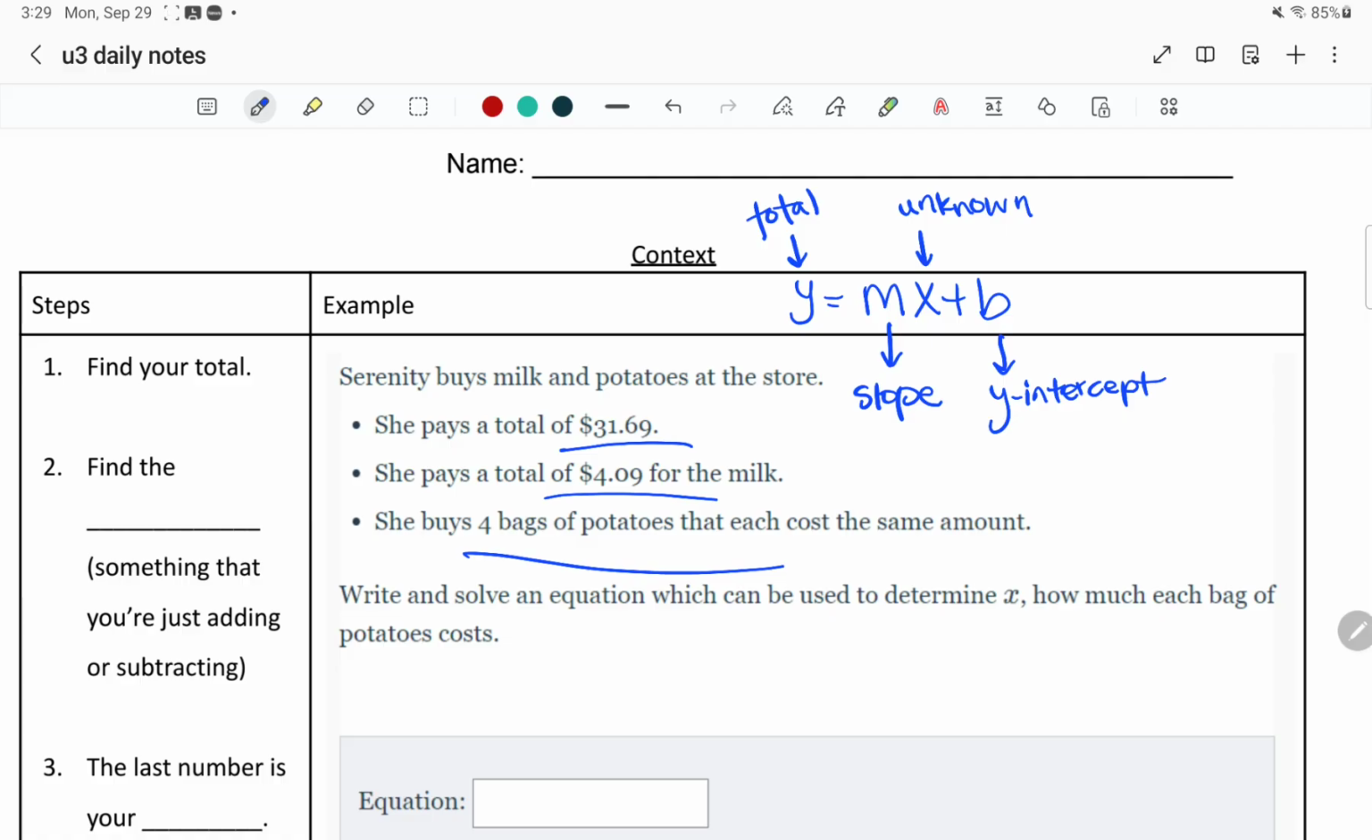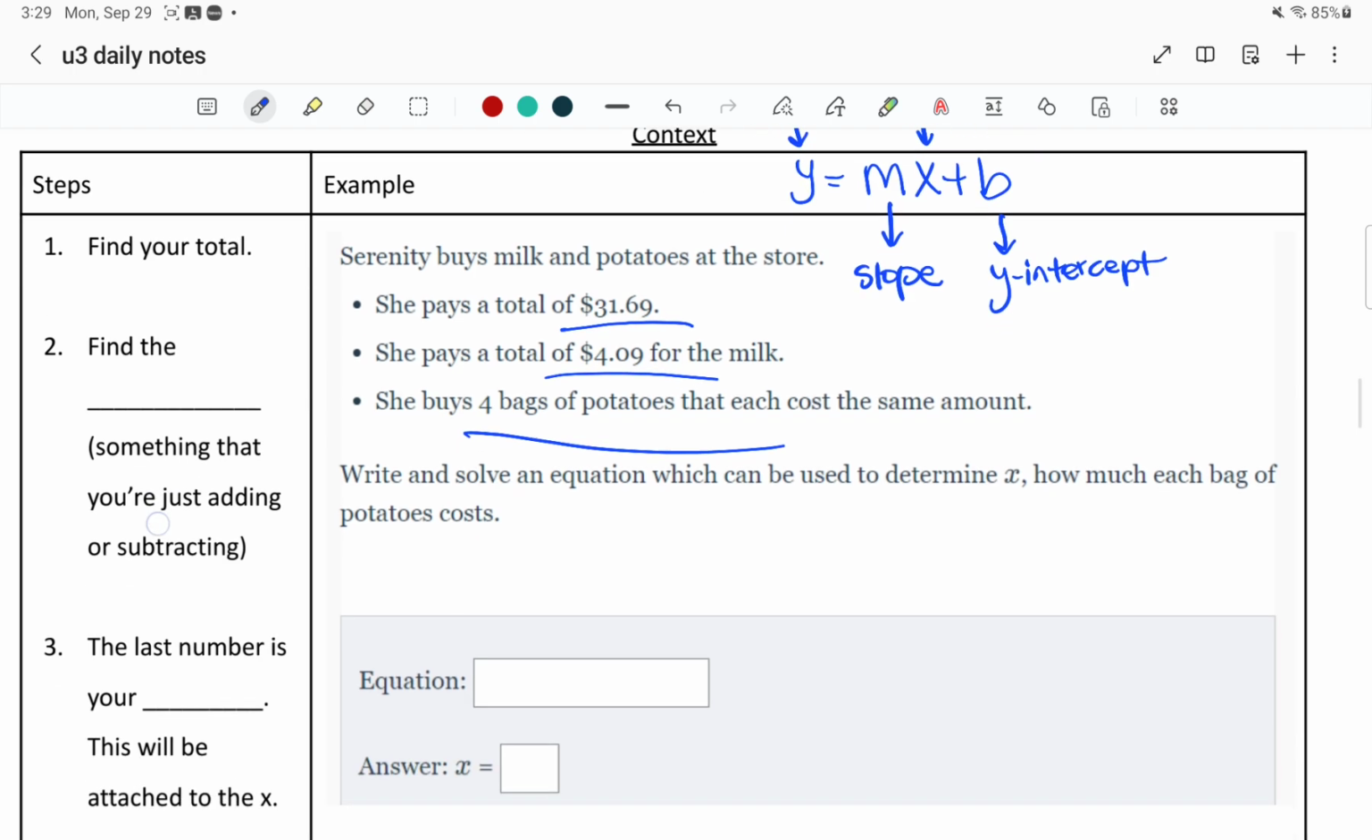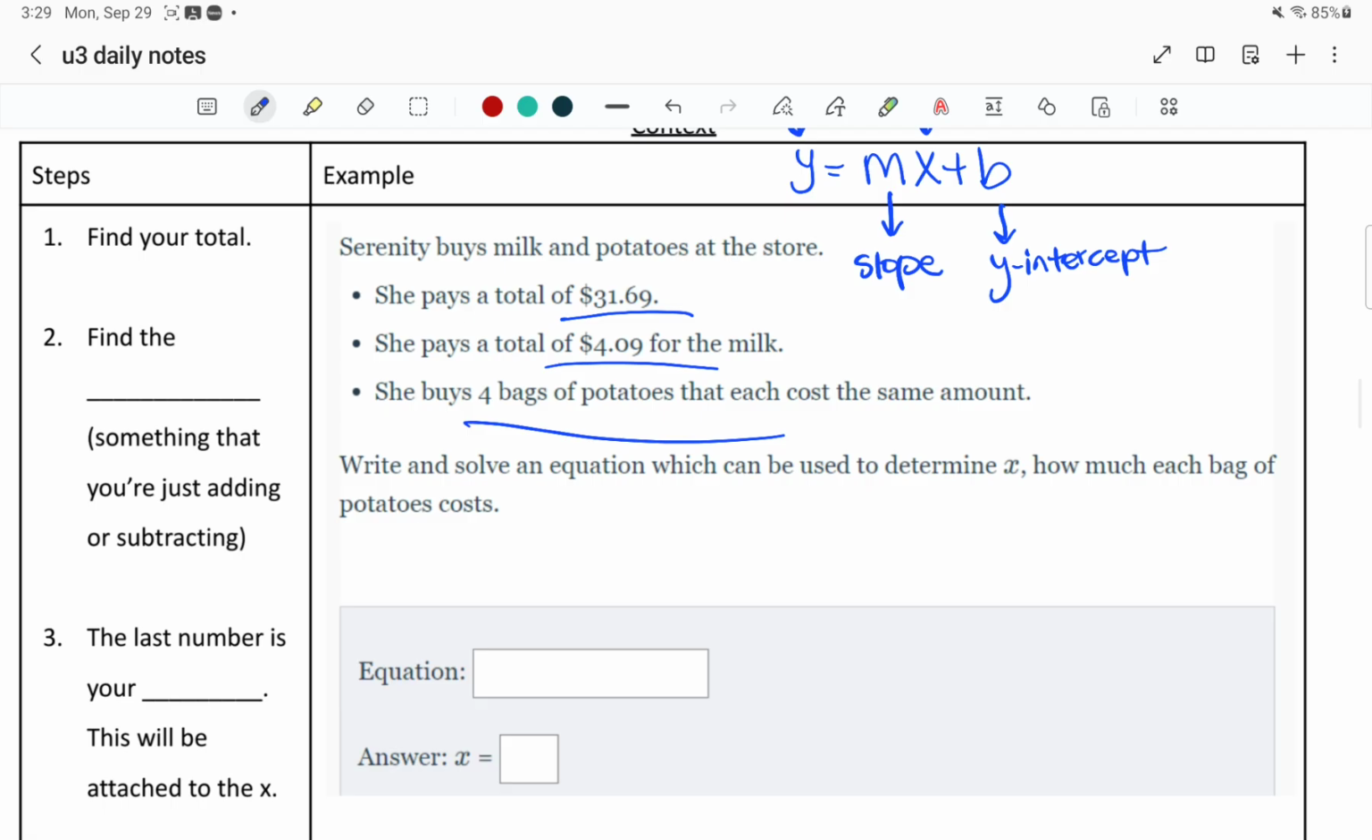Okay, if I had to come up with a pattern for this, a trick for coming up with these equations and solving really easily, my trick is this. I always look for the total first. It's usually the easiest one for me to see. I read that she paid a total of $31.69, and for me that's overall, right? It was $4.09 for just the milk. But I am paying for milk and potatoes, so $31.69 is my total overall.